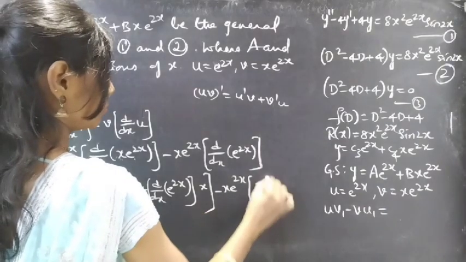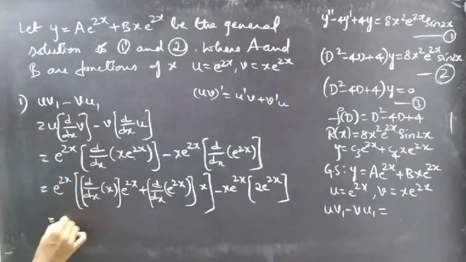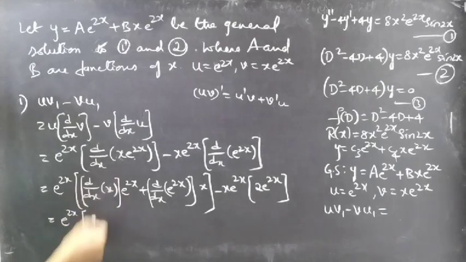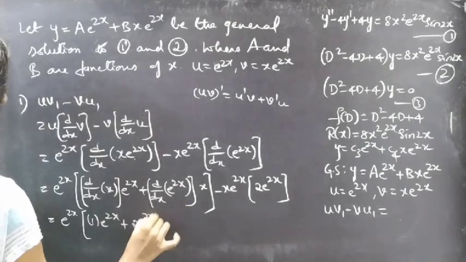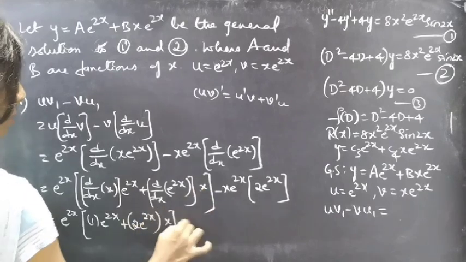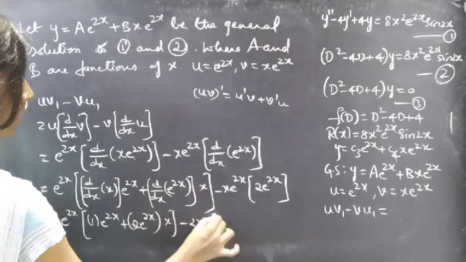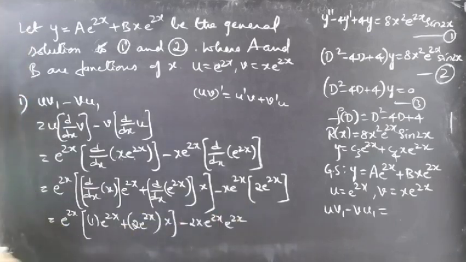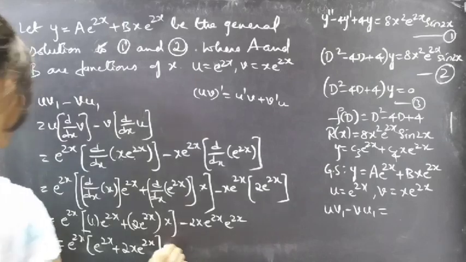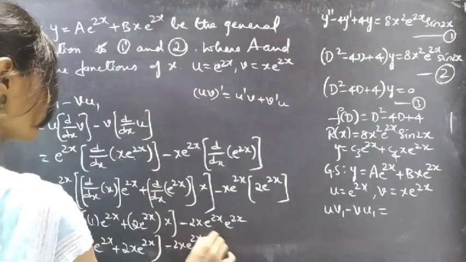e power 2x, right? This gives us e power 2x, as derivative of x with respect to x is 1, into e power 2x plus derivative of e power 2x with respect to x is 2 e power 2x into x, minus 2x e power 2x into e power 2x. Right, we'll get 1 into e power 2x is e power 2x plus 2 e power 2x into x is 2x e power 2x minus 2x e power 2x into e power 2x.